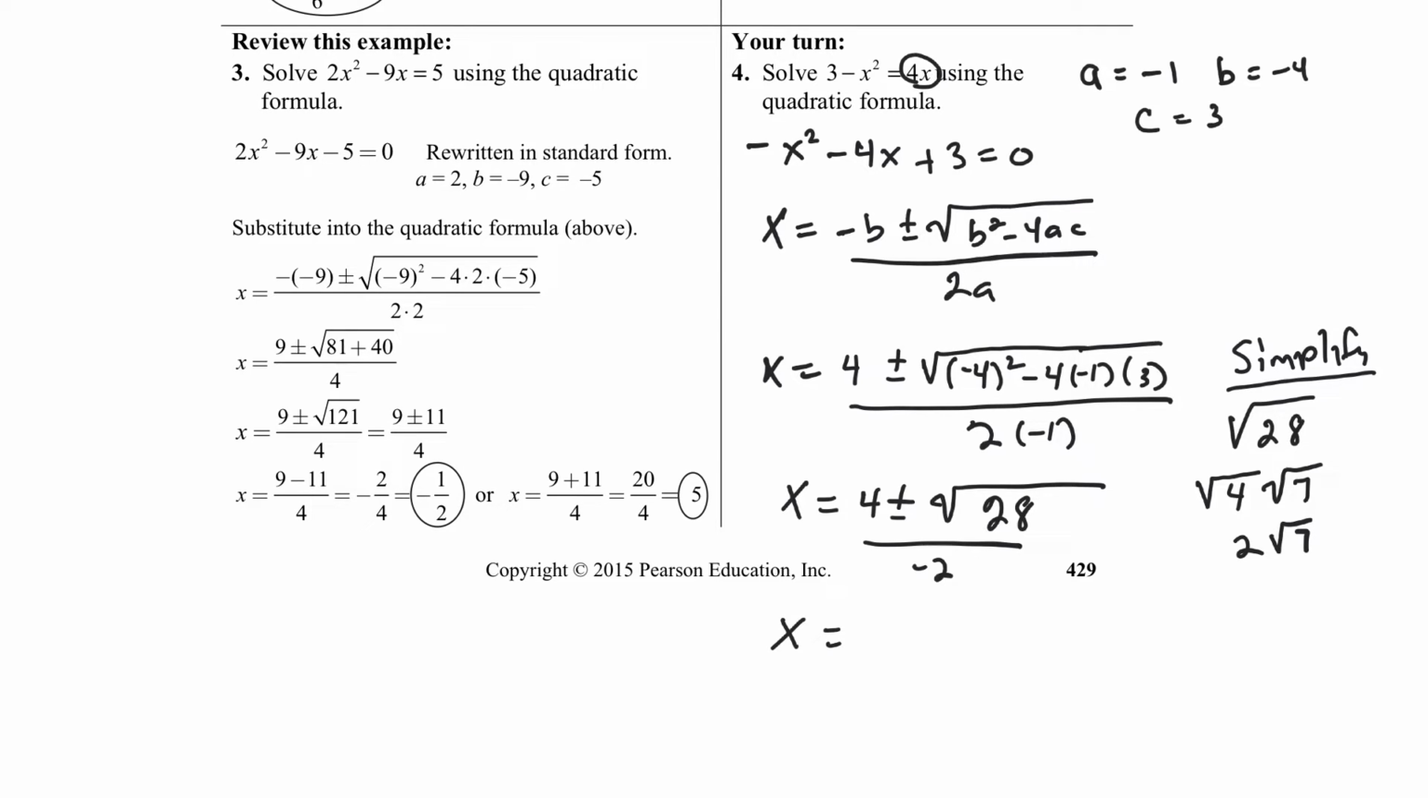We have 4 divided by negative 2, which is negative 2, plus or minus. Now the square root of 28 is the same thing as saying 2 square root of 7. And remember, we're dividing by negative 2. So we have x equals negative 2 plus or minus square root of 7.